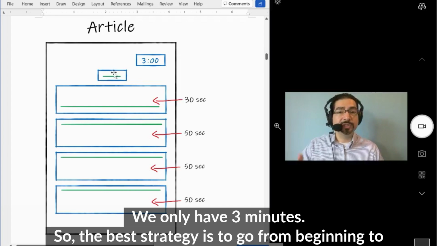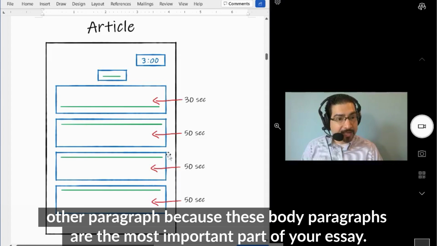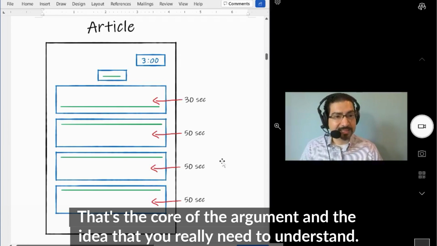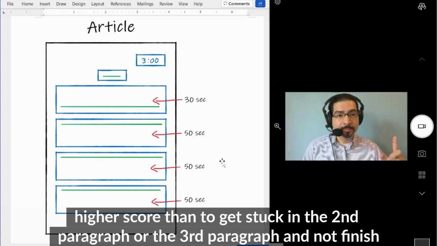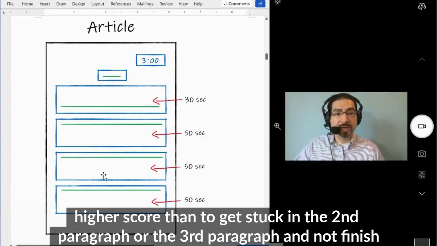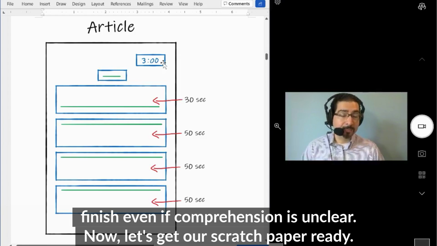So the best strategy is to go from beginning to end, spending about 30 seconds to read the first paragraph and 50 seconds to read every other paragraph, because these body paragraphs are the most important part of your essay. That's the core of the argument and the idea that you really need to understand. It's better to read it all with whatever current comprehension you have to get a higher score than to get stuck in the second or third paragraph and not finish in these 3 minutes. Finish, finish, finish, even if comprehension is unclear.